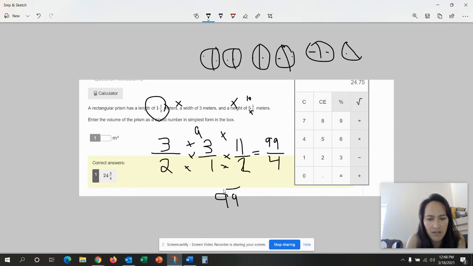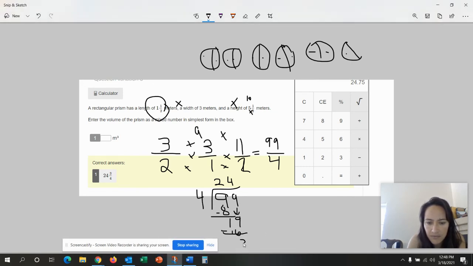I don't know why I start down here for long division, but let's do it. How many 4s in 9? 2. 2 times 4 is 8. 9 minus 8 is 1. Bring down the 9, make 19. How many 4s in 19? Well, I'm going to do 4 because 4 times 5 is 20, and 4 times 4 is 16. So 19 minus 16 is 3. 3 is our remainder over our divisor of 4, 3/4. Great job.